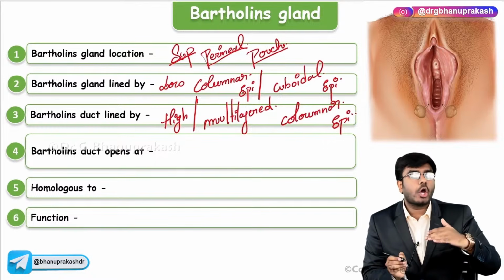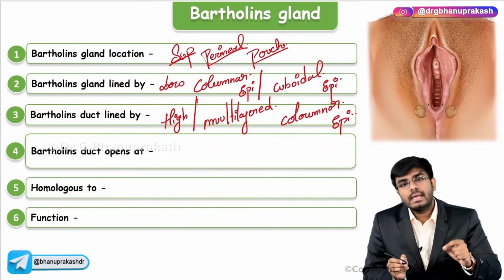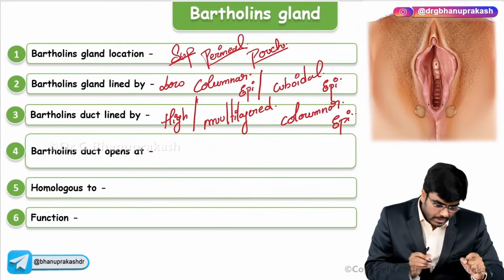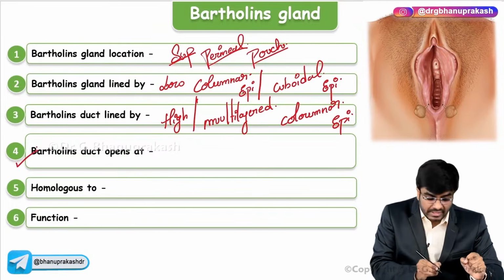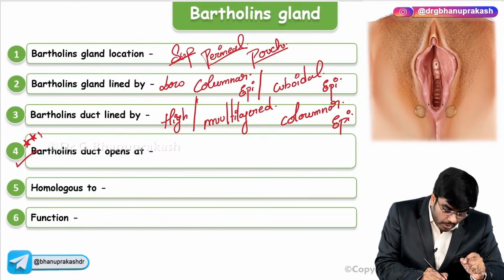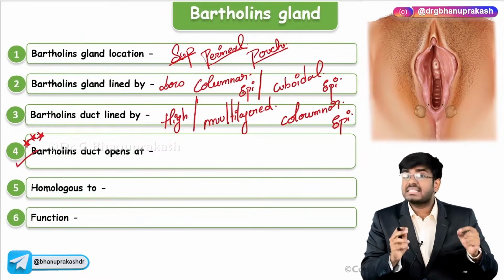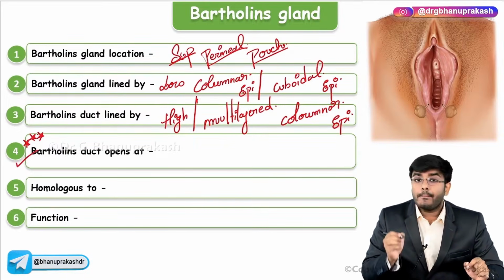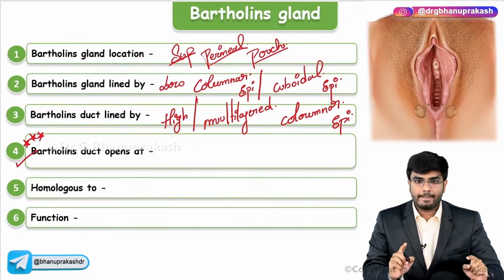So multi-layered columnar epithelium is present in the duct, and in the acini it is a low columnar or cuboidal epithelium. Now, where exactly, this is something very important. This point needs to be repeated. Why? Because this is something very important. Now, where exactly is this Bartholin's duct located?